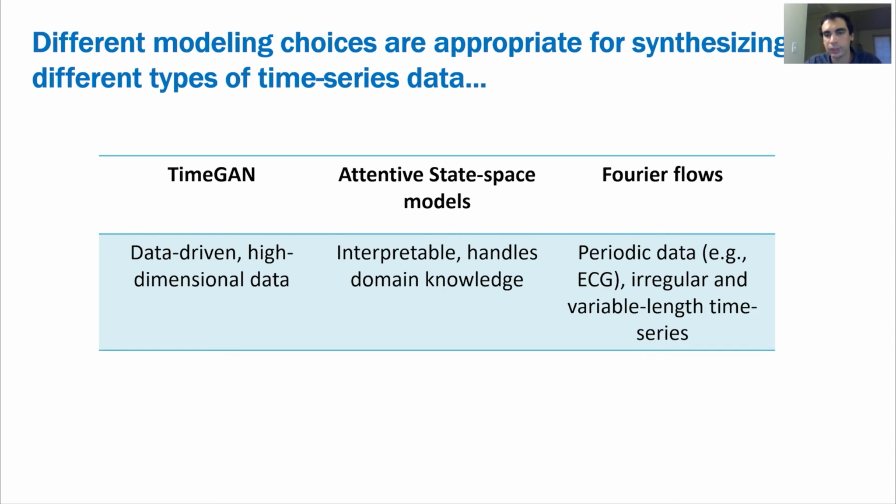Each of these are instantiations of the general recipe that we presented upfront. So these are all transformations that take noise, transform it to the real data distribution, and we can sample from. But these different representations are appropriate for different kinds of data.